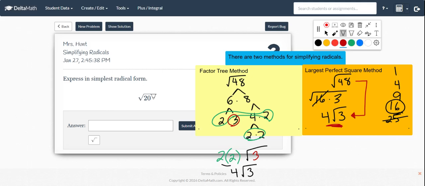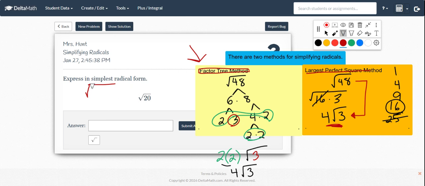Try to use the largest perfect square method. I usually reserve the factor tree for when the number is so big that I can't think of a perfect square that goes into it. But when the numbers are small, like 20, I usually go with the perfect square method. So what's the largest perfect square that goes into 20? Pause the video to think about that.